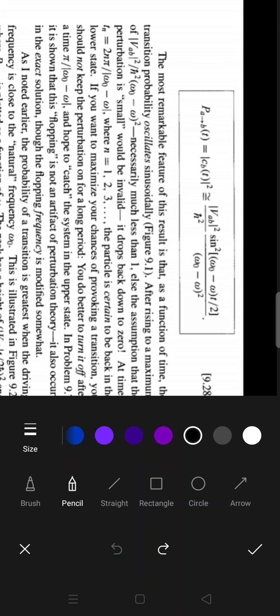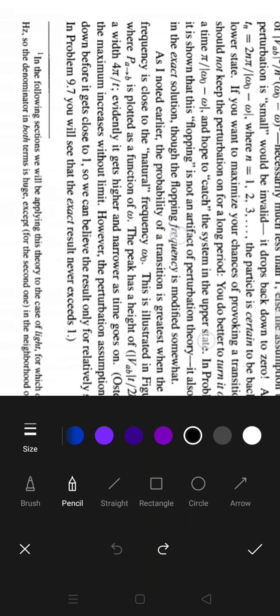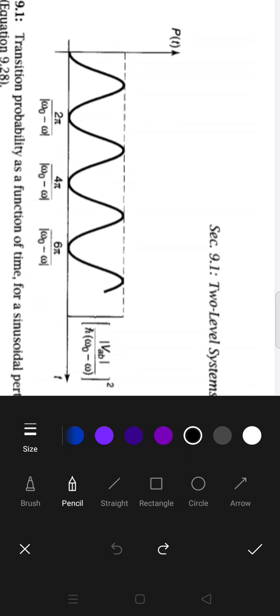So at pi by 2 this value goes to 1. Not only pi by 2, it's also at t is equal to pi. This is the maximum amplitude for the wave.